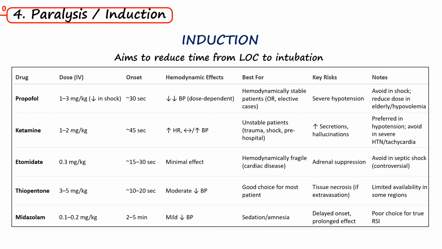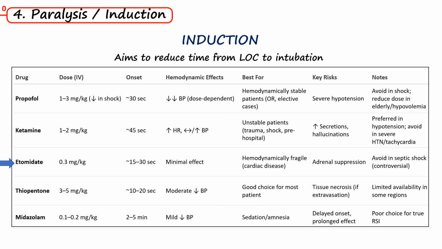Propofol is commonly used for patients who are hemodynamically stable. In elderly or hypovolemic patients, the dose of propofol should be drastically reduced. Ketamine is increasingly used in pre-hospital settings and in unstable patients because it elevates heart rate and blood pressure. With it, secretions can increase and may necessitate suctioning or premedication with anti-sialagogues such as atropine or glycopyrrolate.